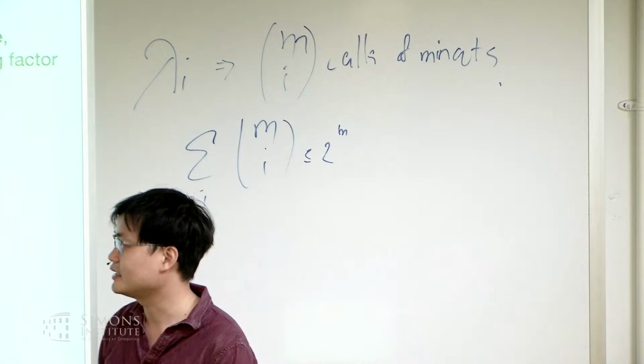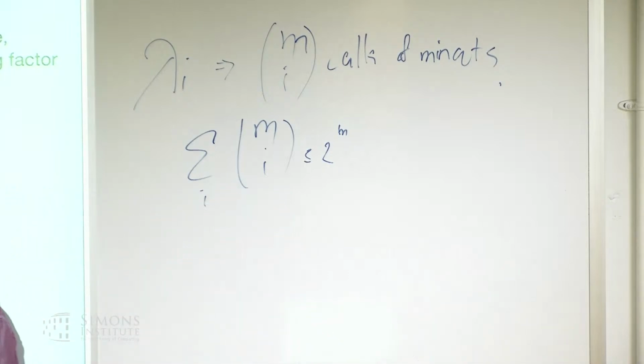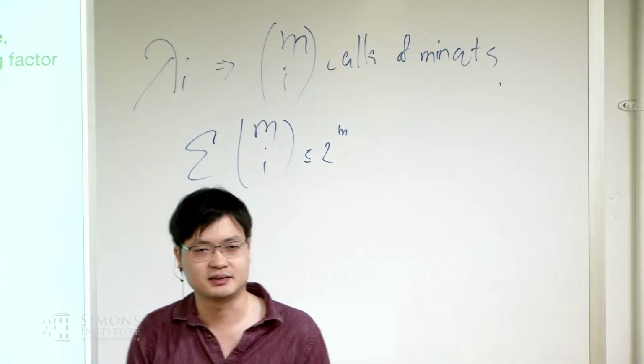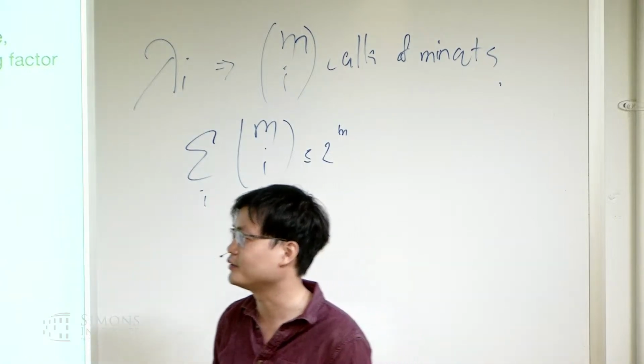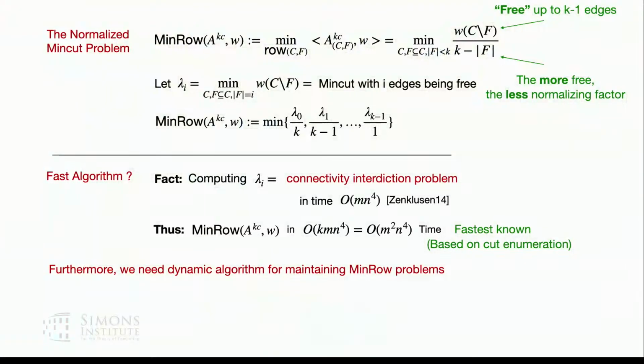It turns out that computing lambda I is also known as the connectivity interdiction problem, where it is known that you can compute it in polynomial time, m n to the 4. Therefore, if you plug in this result by Saint-Clausen, we can also show that you can solve this in k m n to the 4. The technique there is based on some cut enumeration problem.